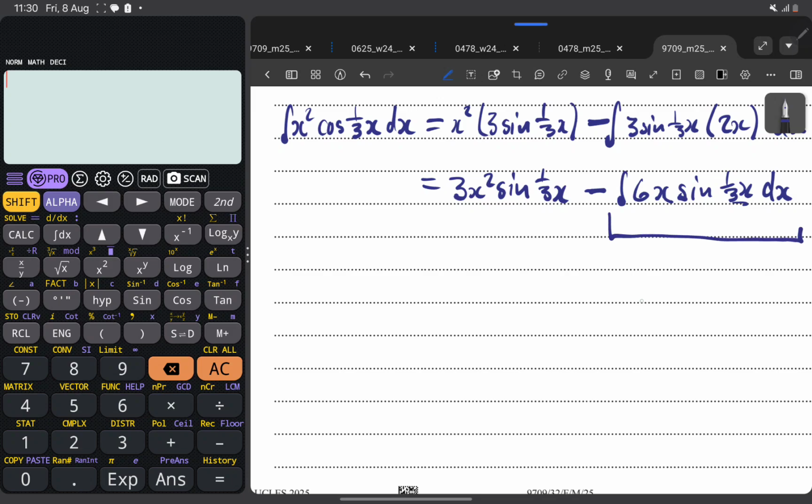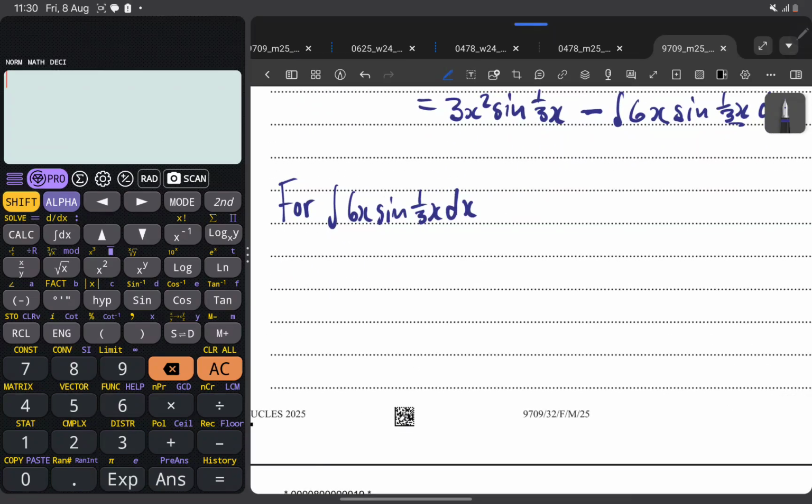So that means you are going to do by parts for this one, then come back and put the answer here. So for example, for the integral of 6x times sine 1/3 x with respect to x, what are you going to do? You're going to choose your u again using the LIATE rule. Is there logarithmic? No. Is there inverse trig? No. Is there algebraic? Yes. So let your u be the 6x, which means that the sine 1/3 x is obviously your dv dx. So dv dx will be equal to sine 1/3 x.